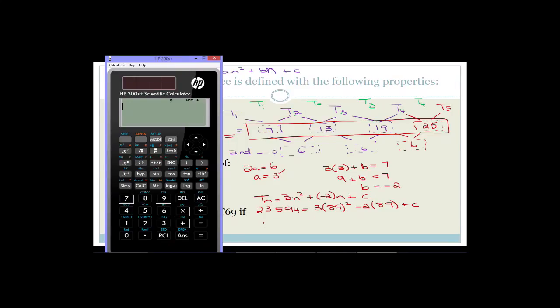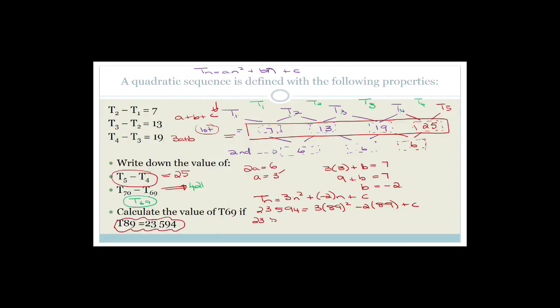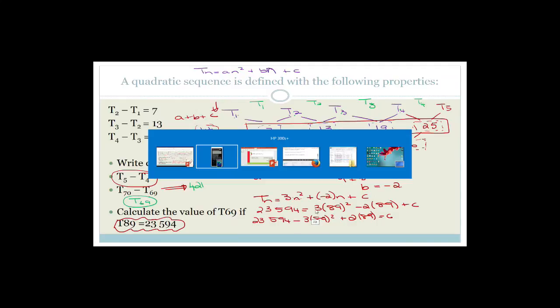Obviously, let me just rewrite this. So it becomes 23,594 minus 3 times 89 squared plus 2 times 89 is equal to C. I'm just taking all of this and putting it to the other side of the equals line. Now we can put it into our calculators.